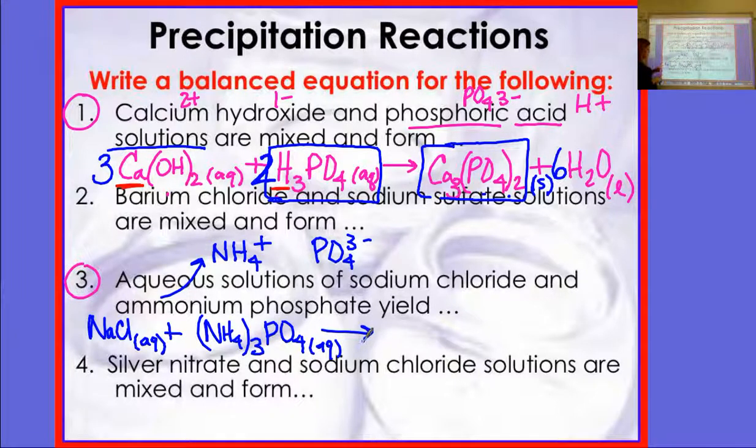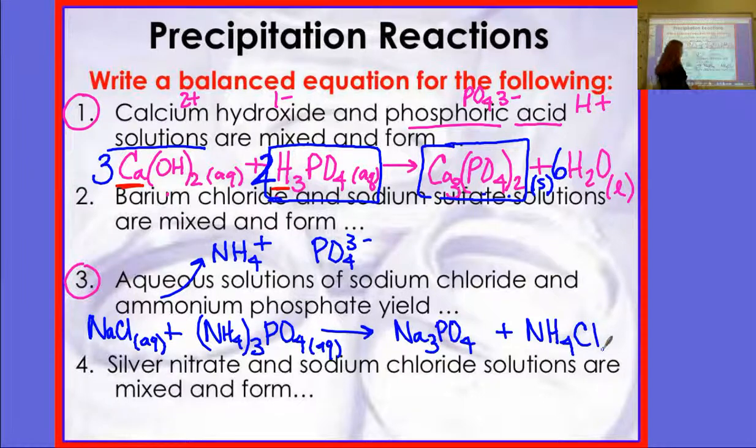Double displacement, double swap, switch sodium and ammonium. My sodium is going to go with the PO4. Again, swap and drop because it's a -3 and a +1. Na3PO4. And now my ammonium is going to go with the chloride. NH4 is a 1+, chlorine is a 1-, so they just balance out.